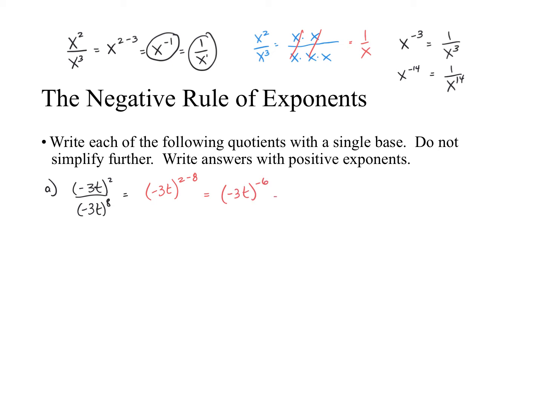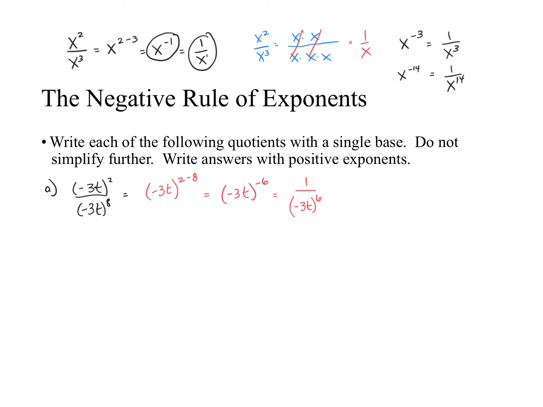So here we would just simply rewrite this using the negative rule of exponents as 1 divided by, and notice I'm keeping that negative 3t inside parentheses, and I'm raising that to the 6th power. And you don't have to simplify this any further. We can leave it like this, okay?